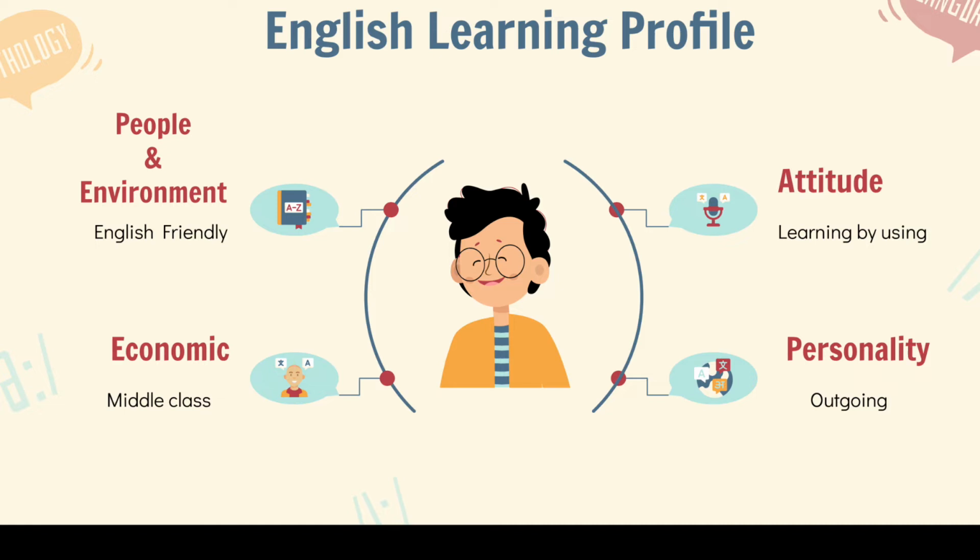Secondly, he came from a middle class that didn't have to worry about money when it came to English learning. Third, his attitude towards English is optimistic, and he considers English a steady life. Therefore, he likes to learn English by really applying it in life. His personality also helps him a lot in acquiring English. He's an outgoing person who loves to interact with others, especially those with different cultural backgrounds.